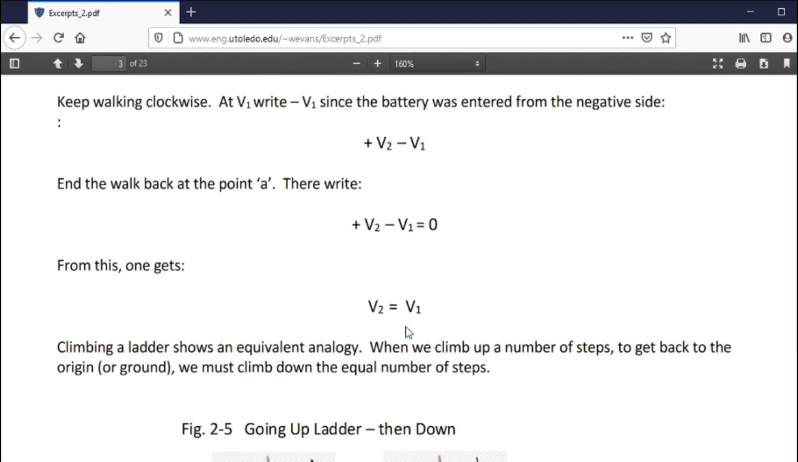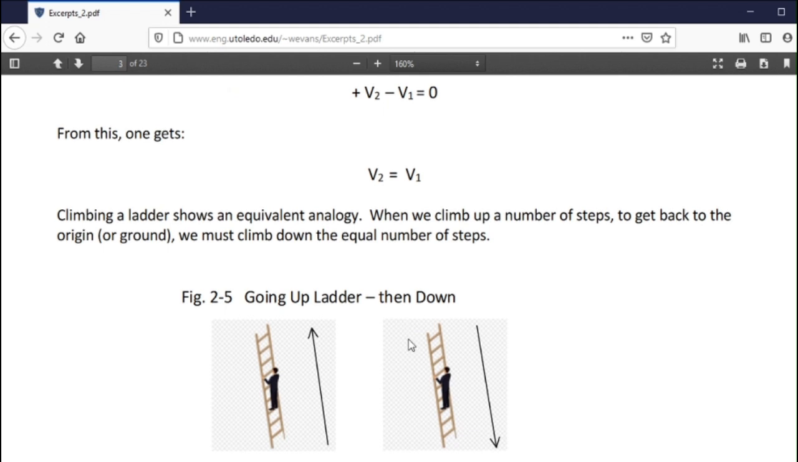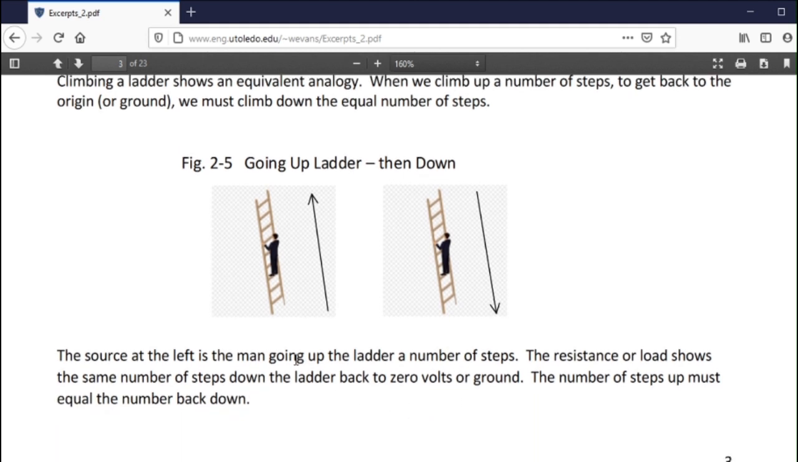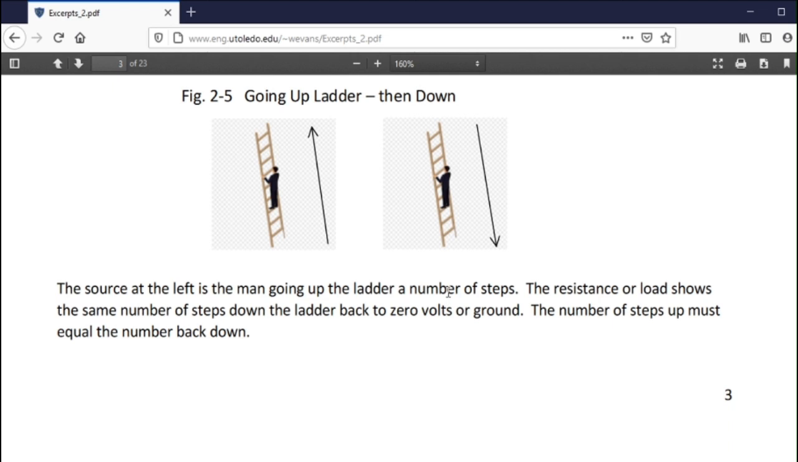Okay, another way of picturing this is going up and down a ladder. I go up so many steps, and then I come back down. I come back to the same point I started at, so I have to come back down the same number of steps. The voltage source, the battery, is the man going up the steps on the left. The resistance is the load, and that's the number of steps that have to come back down on the right. So one way to write this is the number of steps up equals the number of steps back down.